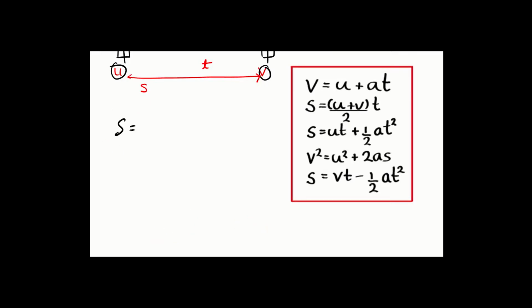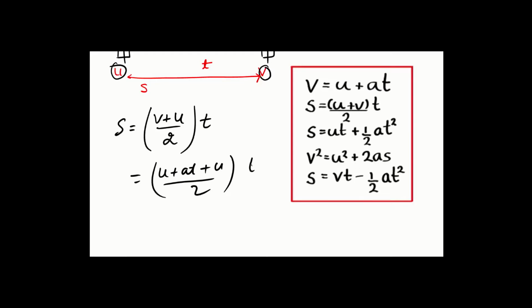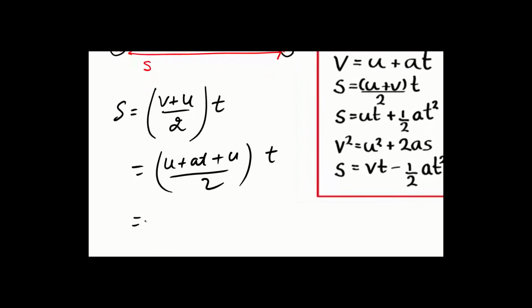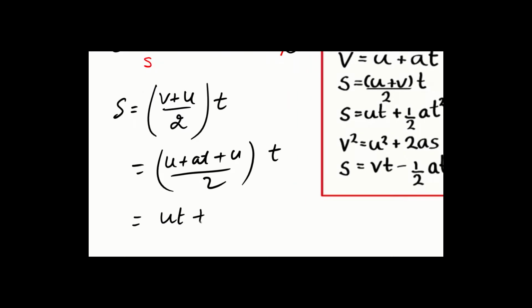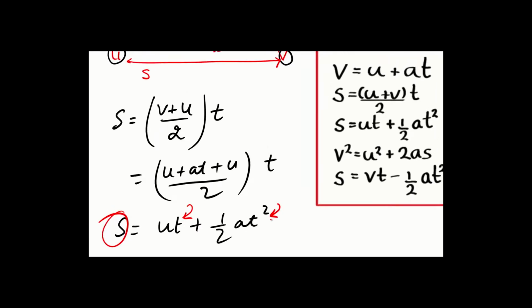Now displacement in accelerated motion comes out to be v plus u over 2 into t, and we also know that v can be substituted as u plus at. So this equation becomes something like this, and this is nothing but ut plus half at squared. So this equation simply says that displacement is a function of time, or if function is a hard word for you, you can simply say displacement is dependent on time.